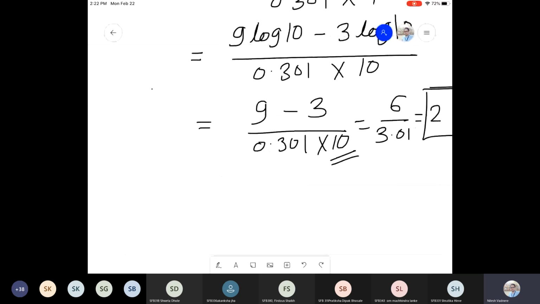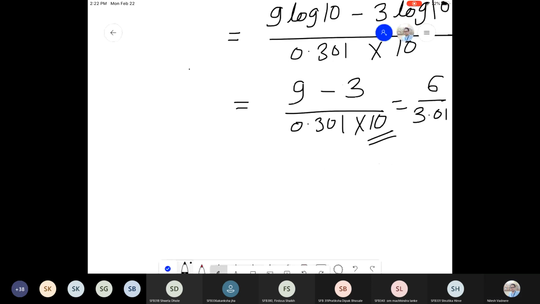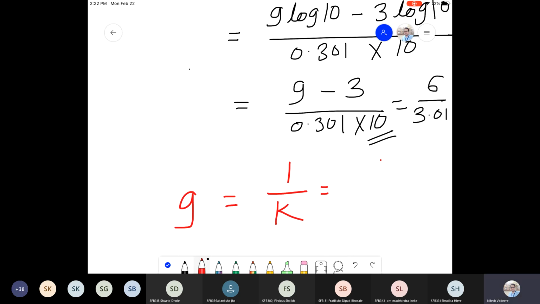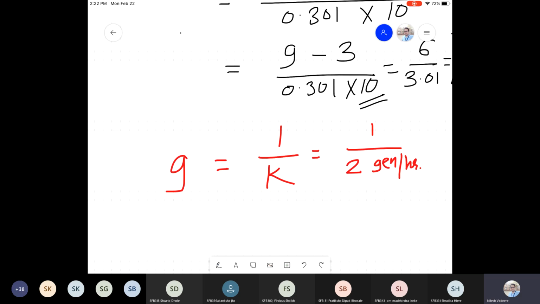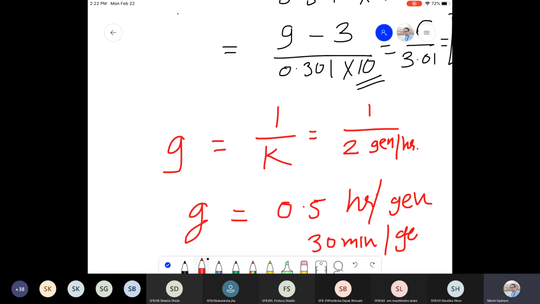But we are not interested in finding out this constant. We want to find out the generation time. The equation for generation time is g is equal to 1 upon k. So it is 1 upon 2 generations per hour. So 1 divided by कितना होता है? 1 divided by 2. 0.5. Yes, 0.5 hours per generation, or 30 minutes. 30 minutes per generation. This is the generation time.